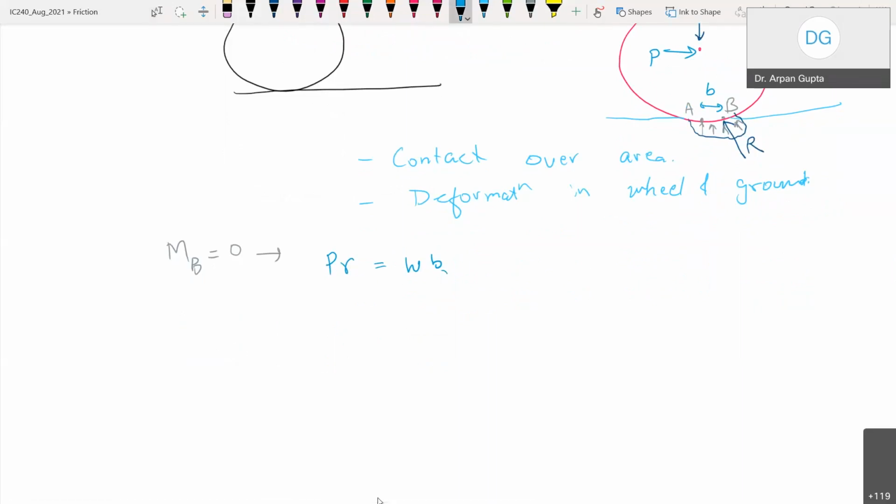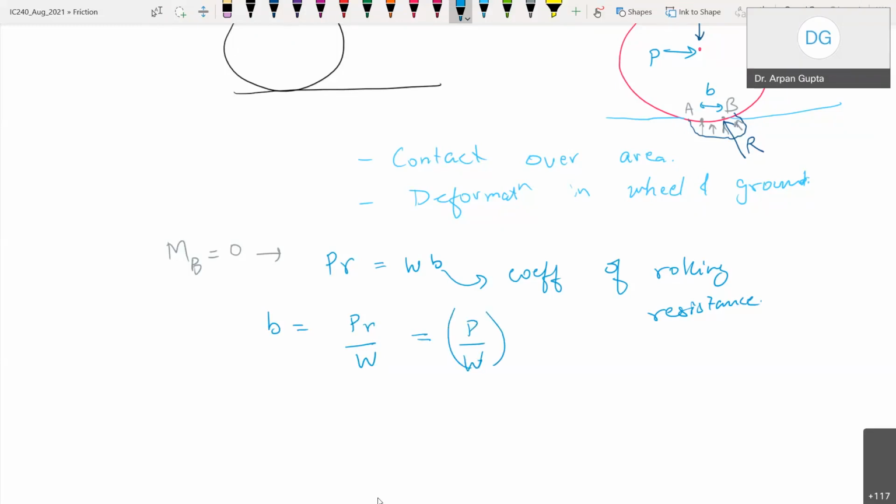So this is sometimes called the coefficient of rolling resistance, and b is P times R divided by W. So it is the ratio of the force that we need to apply times the radius of the wheel, divided by the load W. And that's your coefficient of rolling resistance.